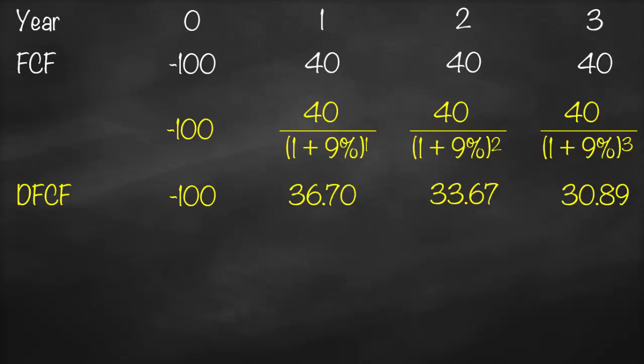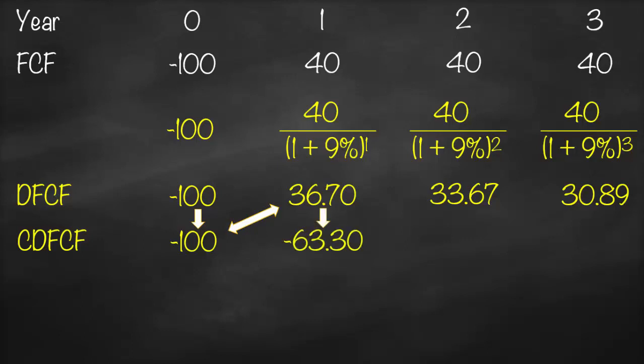So now we need to calculate our cumulative discounted free cash flow. For year 0, we'll get the same number, which is negative 100. Then in year 1, we will get a discounted free cash flow of 36.7, so I need to add negative 100 plus 36.7. This will give us negative 63.3.